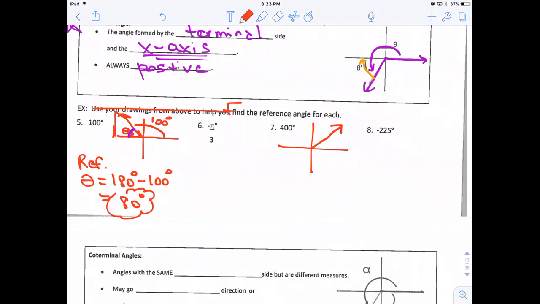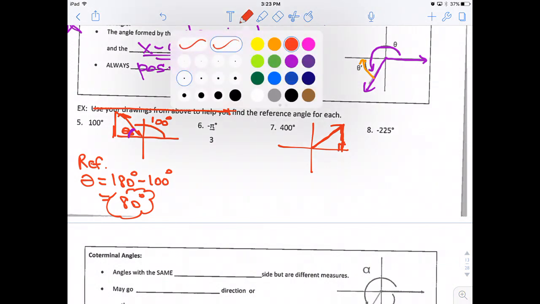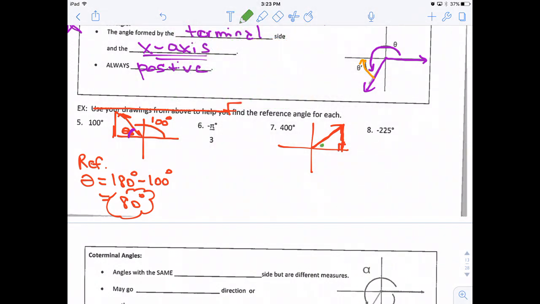And again, you're taking that terminal side and bringing it down to the closest x-axis to create a right angle. But what I want to know is this angle right in here. That's going to be theta. In this case, it's a little different, because we went all the way around to 360 and went up 40 more degrees to 400. So the reference angle in this case is that 40 degrees.